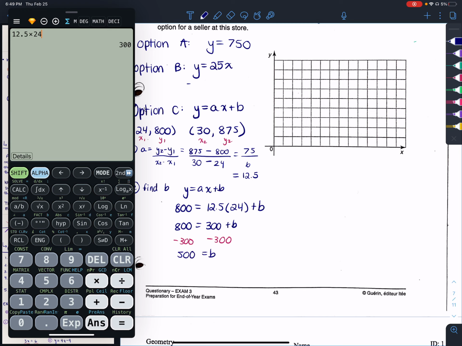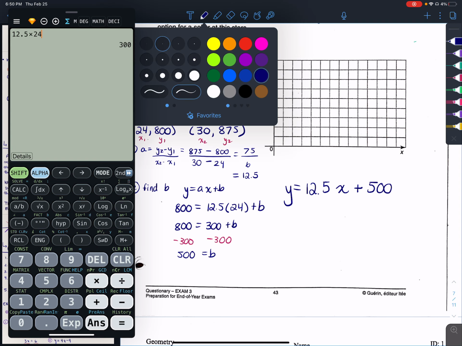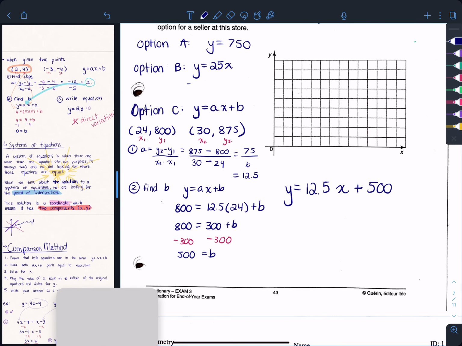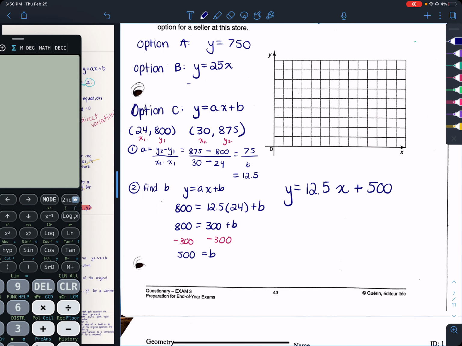So in option C, the employee is receiving a commission of $12.50 per tablet sold, plus a base salary of $500. So there's no way that you can make less than $500 if you choose option C. So now we need to figure out which one of these is the best in certain cases.